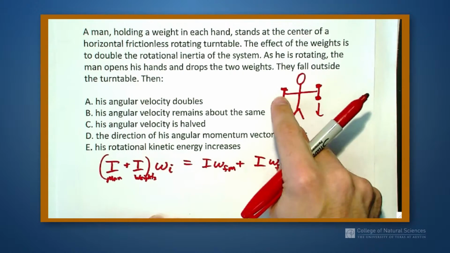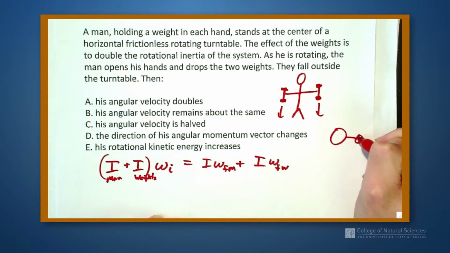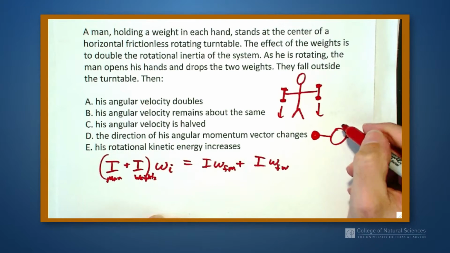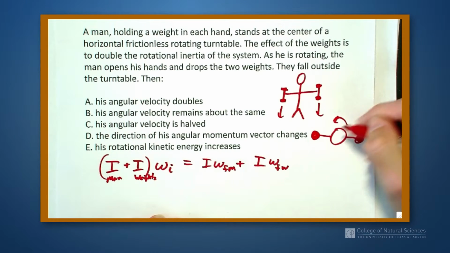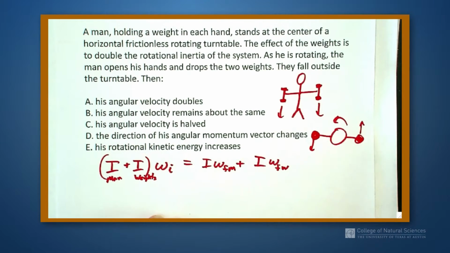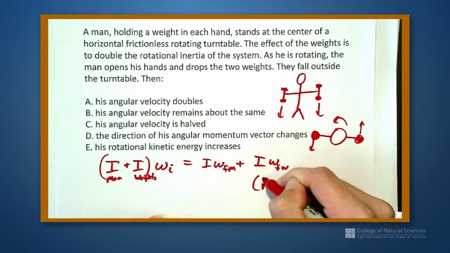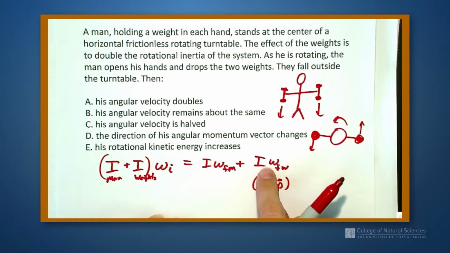But at the end, they don't instantly stop and drop straight down. If you actually look from above at the weights, if the person is spinning around, then these weights are going to be traveling in this direction. So when they let go, they still have an I omega. Another form of this would be r times p, or r cross p. They have a radius, they have some momentum. So that means they're going to have some angular momentum when they drop, and it happens to be exactly the same as the angular momentum that they begin with.